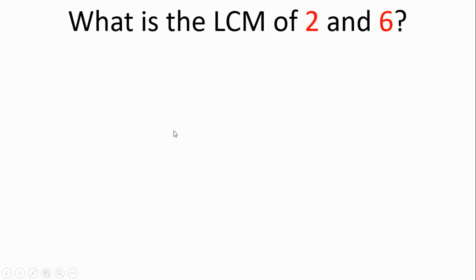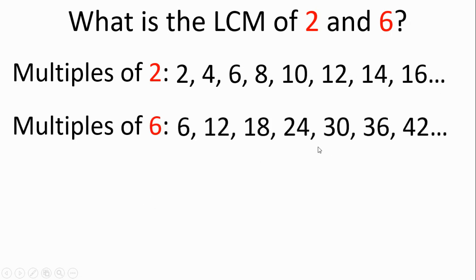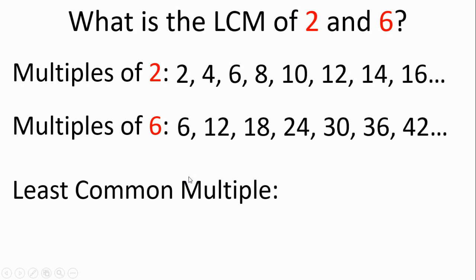So let's find the LCM of two numbers. Remember, we're dealing with multiples, okay? And multiples go on forever, and that's why there's three little dots here. And there's the first few multiples of 2 and the first few multiples of 6. And the least common multiple is right here. You see it? It's the lowest number that's common in both lists.